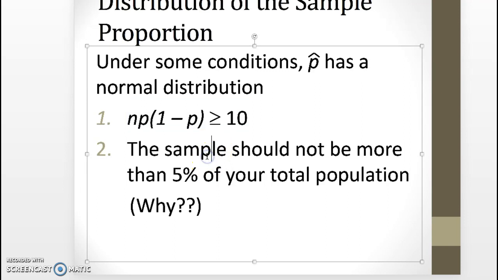Then the second one is that your sample should not be more than 5% of your population. Now this applies when you have a finite population, not an infinite.